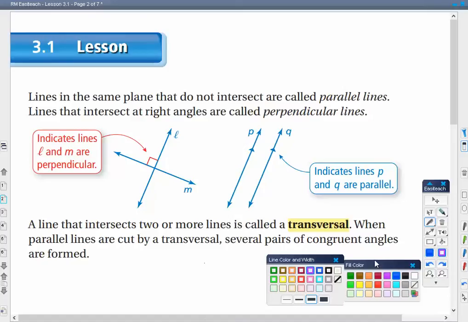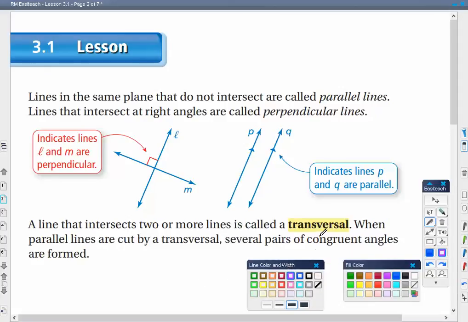So if we read along here, it says lines in the same plane that do not intersect are called parallel lines. Lines that intersect at right angles, remember a right angle is 90 degrees, are called perpendicular lines. They're showing us in this example that lines L and M are perpendicular to one another. A line that intersects two or more lines is called a transversal. There's that new vocabulary term that we threw at you just a minute ago.